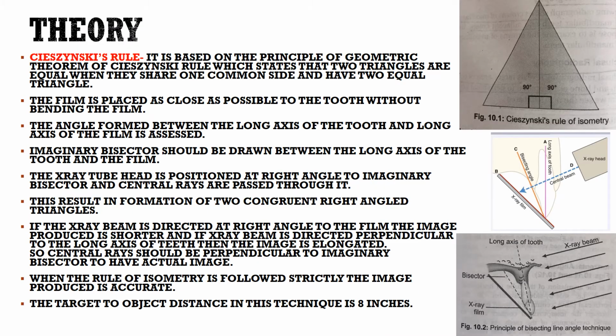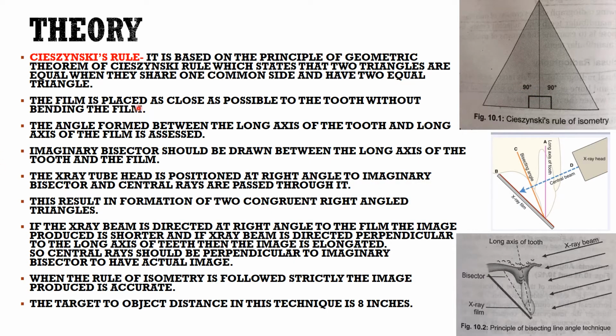Now, what is the theory of the bisecting angle technique? It follows the Szymanski rule. It is based on the geometric theorem of the Szymanski rule, which states that two triangles are equal when they share one common side and have two equal angles. So for example, these are two triangles. They are equal when they share a common base and are completely equal triangles. Now you can see in this diagram, they share the same base and they have a 90-degree angle. So this is nothing but the Szymanski rule.